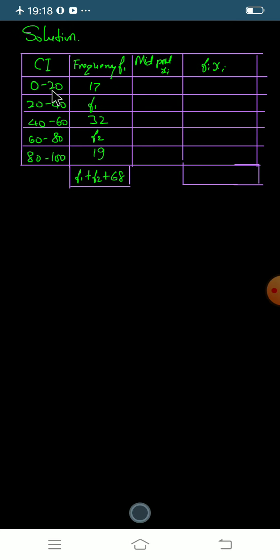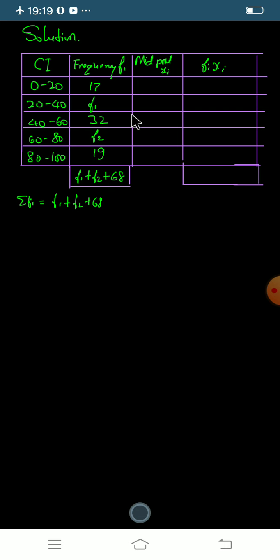Class interval is written 0 to 20, frequencies Fi 17; 20 to 40, F1; 40 to 60, 32; and 60 to 80, F2; and 80 to 100, 19. Now if you add 17, 32 and 19, you will get 68. And you have to add F1 and F2 also. So F1 plus F2 plus 68 is the sum of all frequencies, that is N. Means summation Fi is F1 plus F2 plus 68.